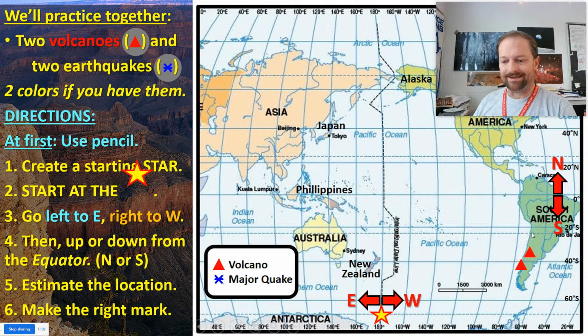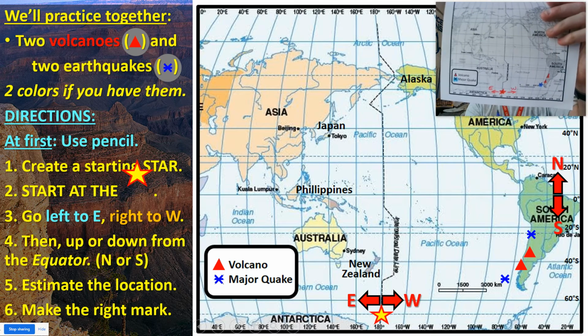Between the 80 and 60 west. That's 70 west. And that's where my next star would be. There it is. Okay. So now I've got both of my first two earthquakes plotted. I'm going to do this on the paper, double check and make sure I do it right.